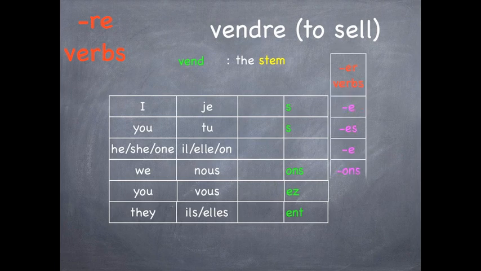By the way, you might like to compare these endings with the endings for the ER verbs, and you can see that for the three plural endings, ONS, EZ, and ENT, they're exactly the same.